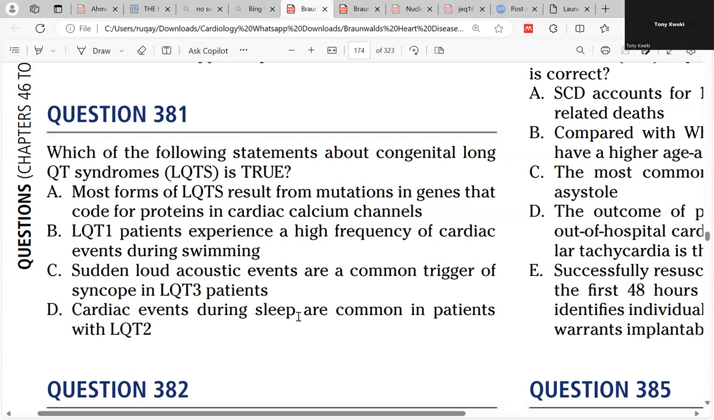So let's go through the options. A says, most forms of long QT syndromes result from mutations in genes that code for proteins in cardiac calcium channels. We're looking for one true answer, so this is not true. It's mainly potassium and sodium channels. B, long QT1 patients experience a high frequency of cardiac events during swimming. This is true. Physical activity, especially swimming; many of the patients tend to have events during swimming. So this is the true answer. C, sudden loud acoustic events are a common trigger of syncope in long QT3. This is false. Acoustic events are a common trigger in long QT2, not 3. D, cardiac events during sleep are common in patients with long QT2. They interchanged this; cardiac events during sleep are common in long QT3.